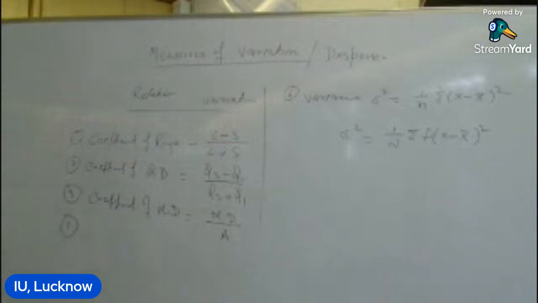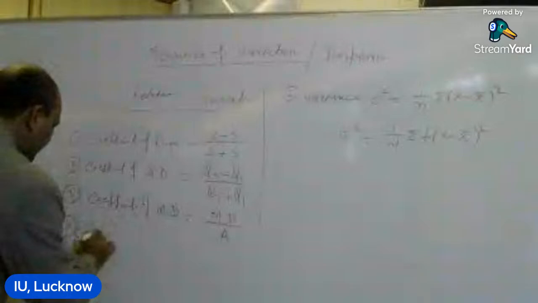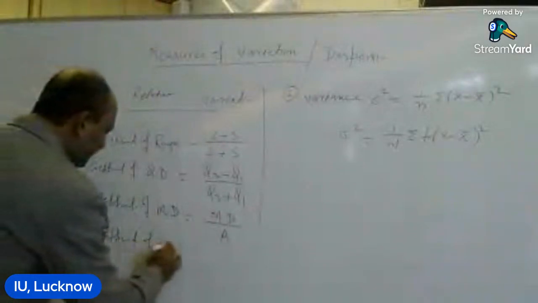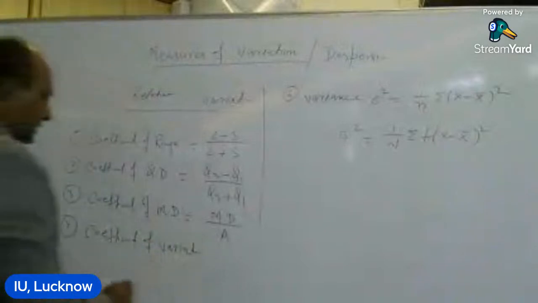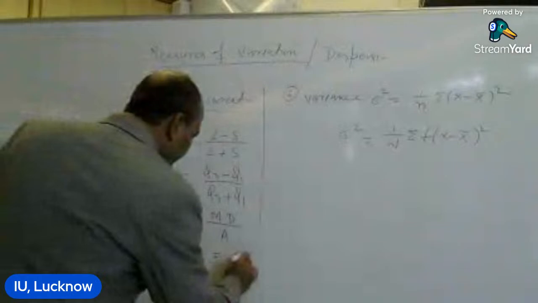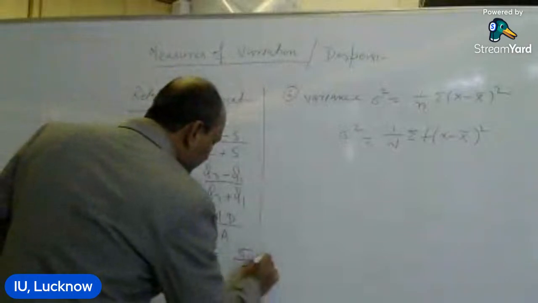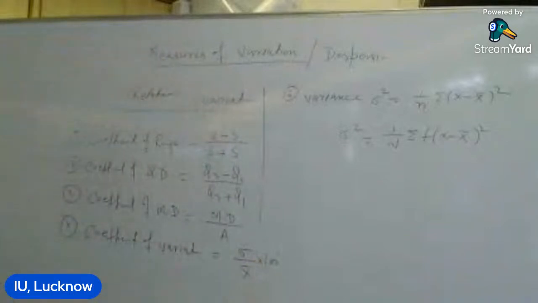And the coefficient of variation, this will be standard deviation divided by arithmetic mean into 100. So these are the relative variation which is used to compare the variation between the given variables.